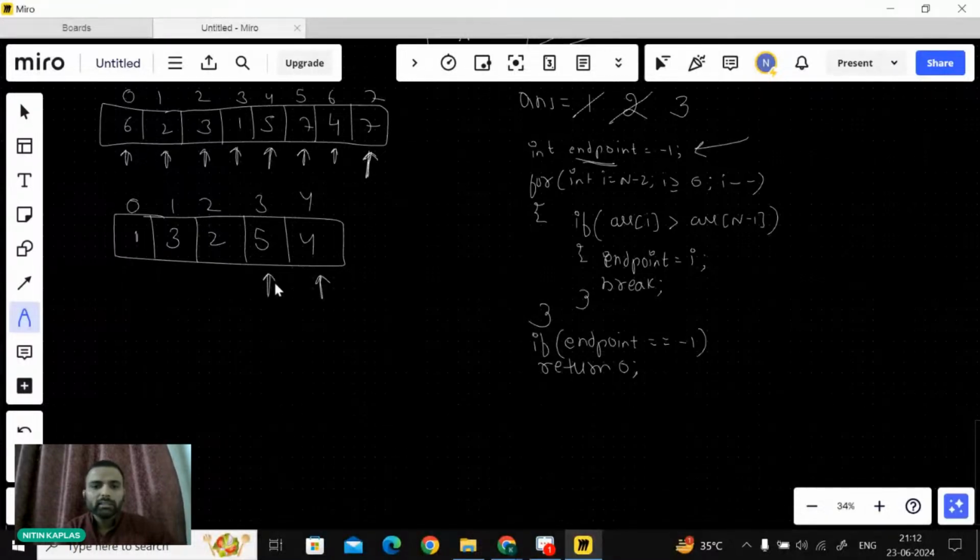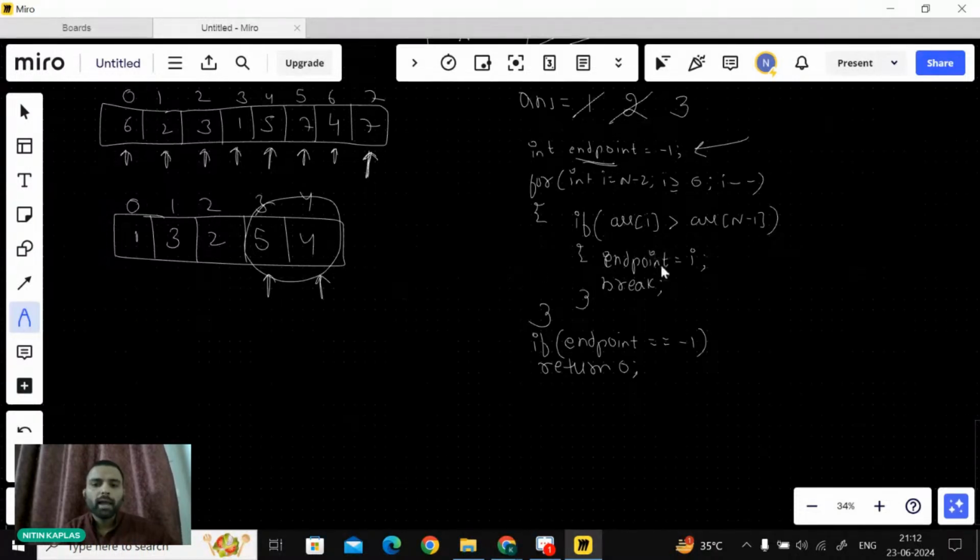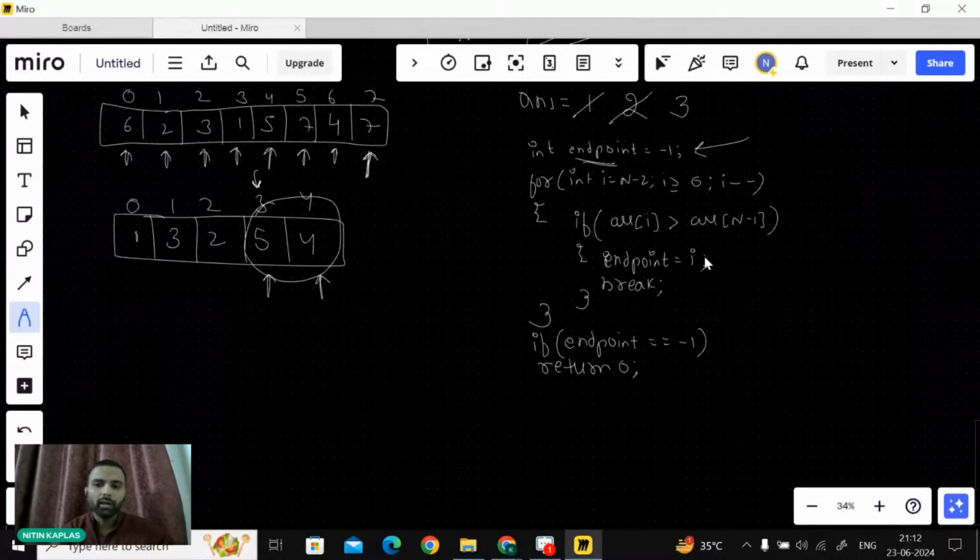Is this greater? Yes, it is greater. Here your array I is greater than your last element. This makes one subarray, right? So what's my endpoint? My endpoint is 3, right? My endpoint is 3. It's fixed over here. Endpoint equal to I, right? I break that part. I'm asking, is endpoint equal to -1?